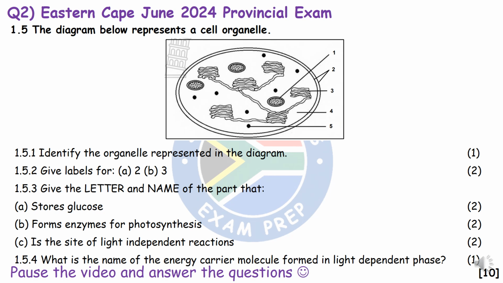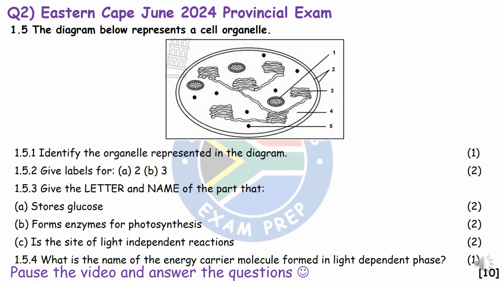Label 3 is pointing to the thylakoid membrane. It isn't pointing to the open space within the thylakoid or the lamella. It is pointing to the thylakoid membrane itself. Remember that it is inside this thylakoid membrane that chlorophyll is embedded. It is embedded within the membrane, and that is how sunlight is absorbed.